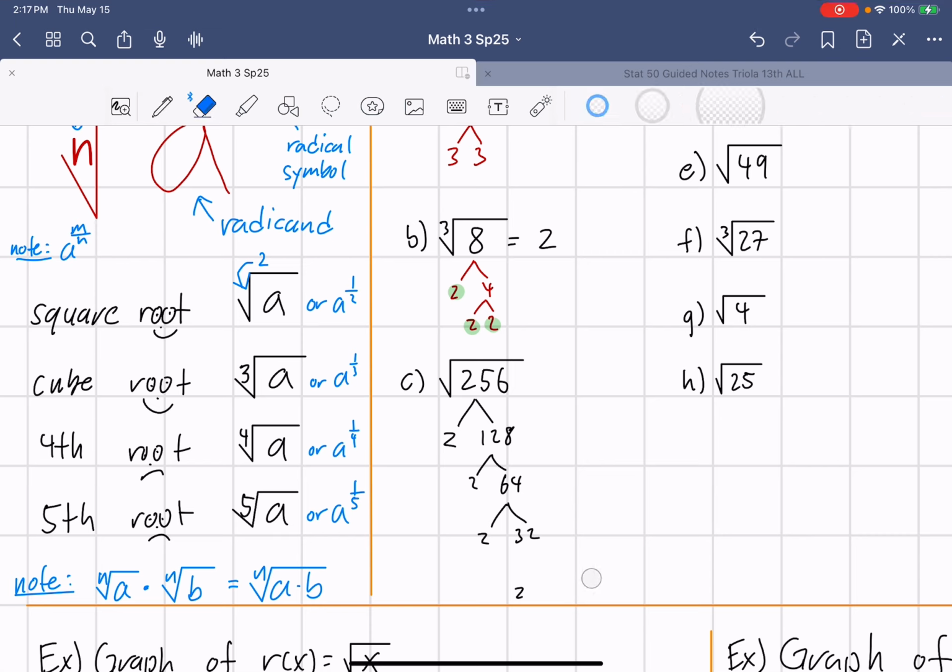Or you don't always have to do 2, just to go in both directions. We can do 8 times 8. This is 2 times, or you could do 4 times 2, and then 2 times 2. Same thing here, 2 times 4, 2 times 2. And why am I doing this? Because this helps write the prime factorization of a number.